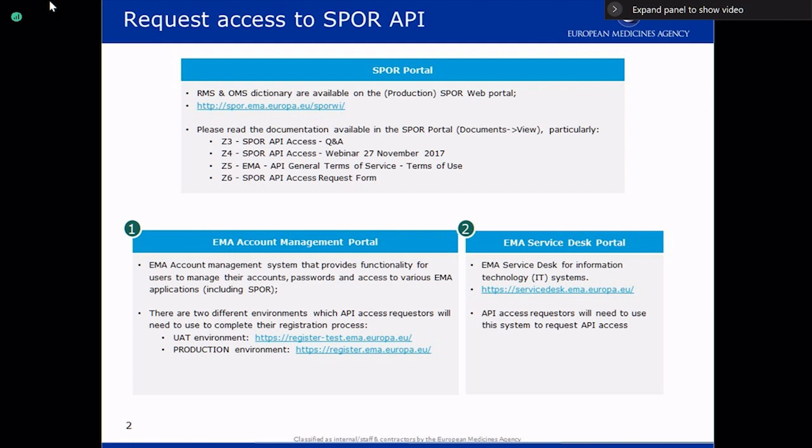In terms of the EMA account management portal, this is the EMA application that basically provides functionality for you to manage your accounts and password and request access to the various EMA applications, including Spore. And for access to the Spore API, you basically need access to both the production environment and UAT. UAT is where you will need to provide some information, do tests, and complete a list of tests that are needed for us to assess your understanding of how to use the Spore API.